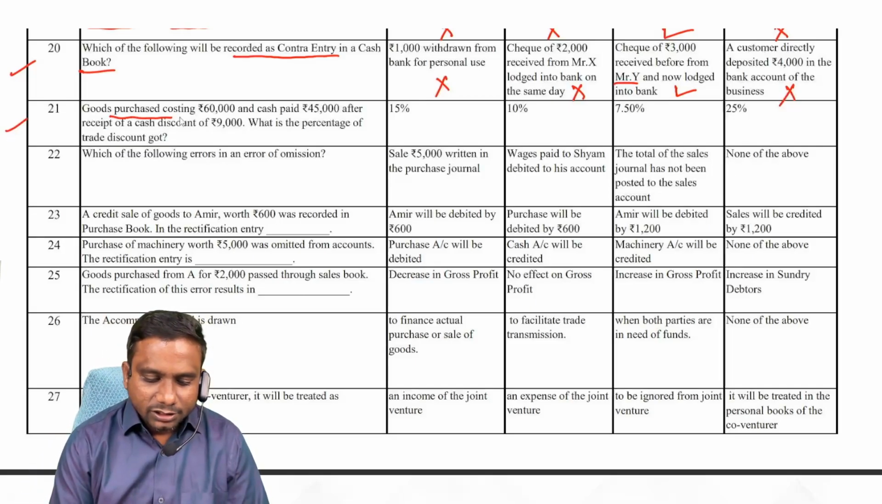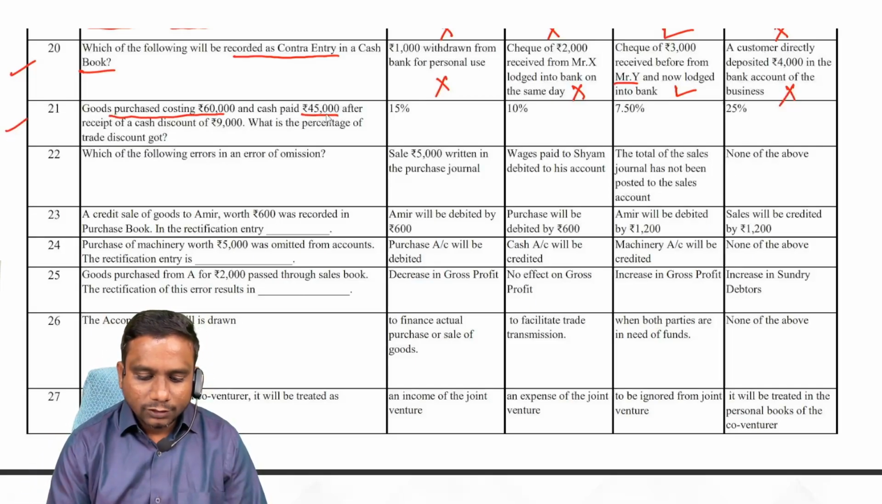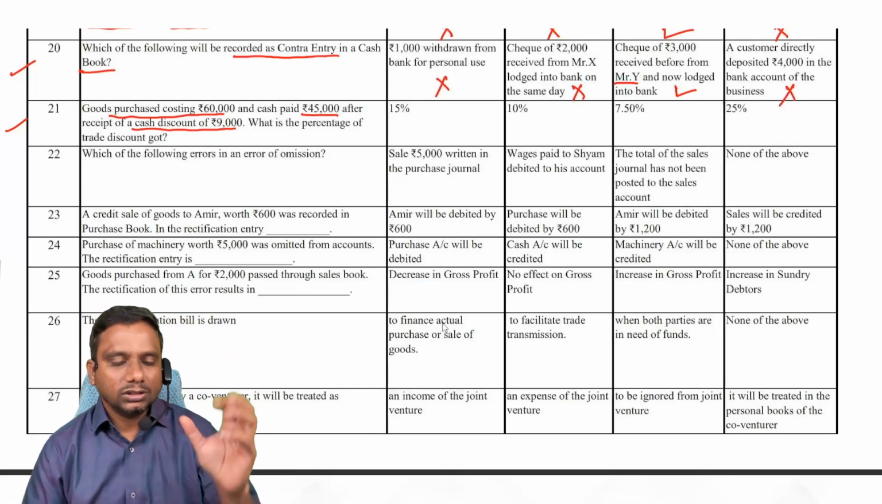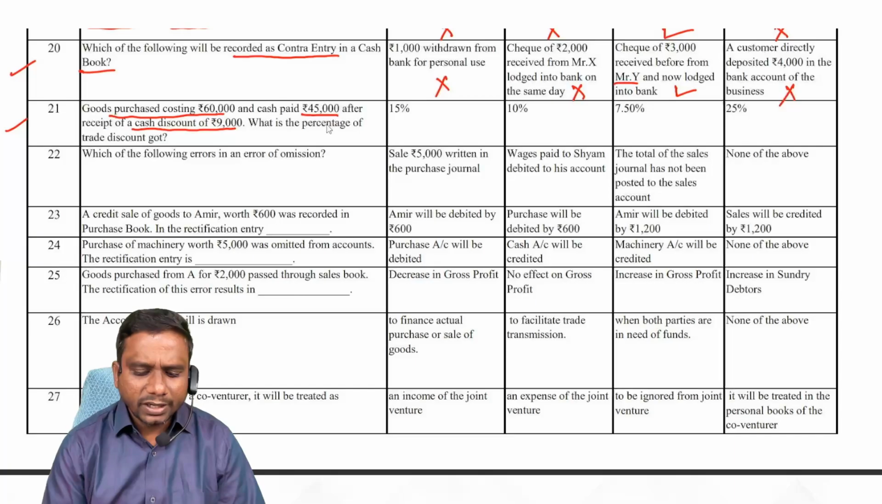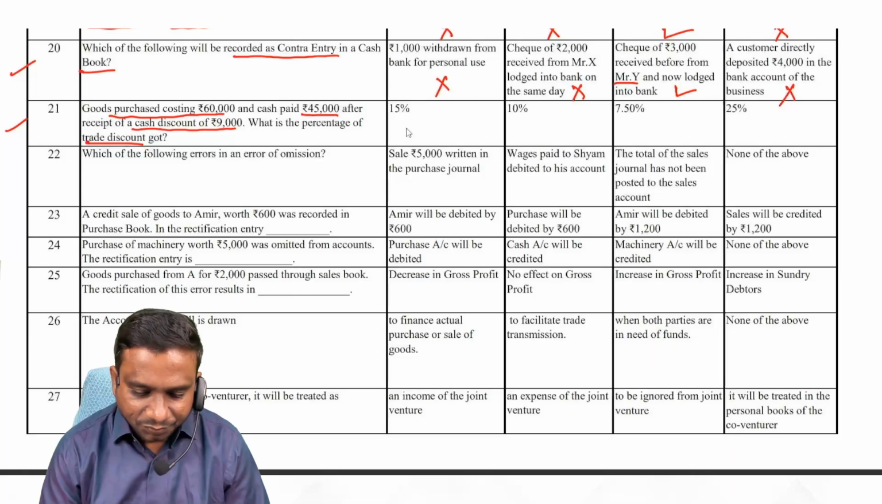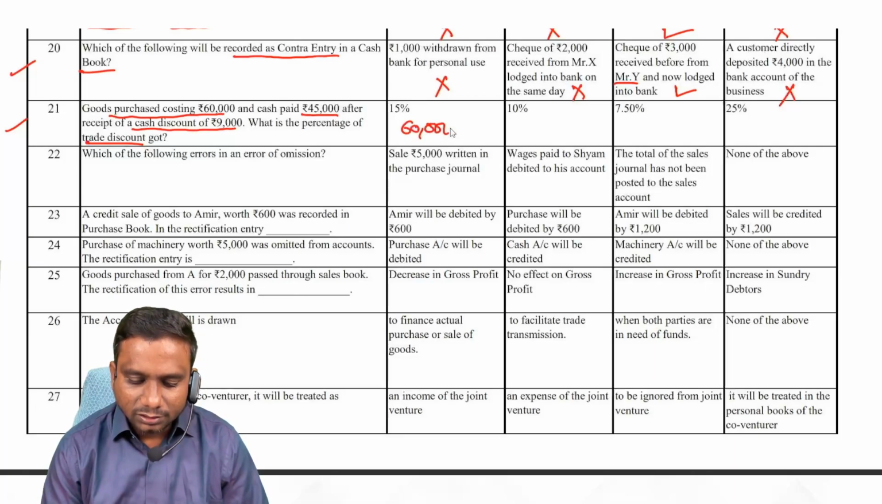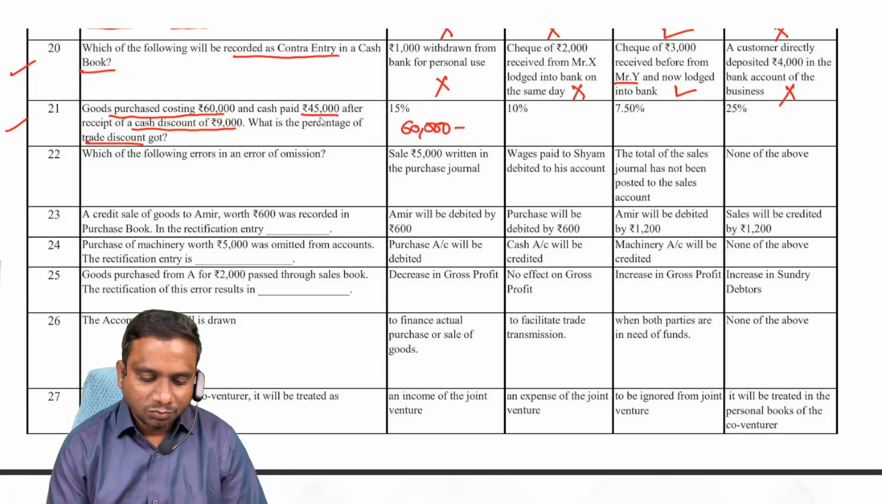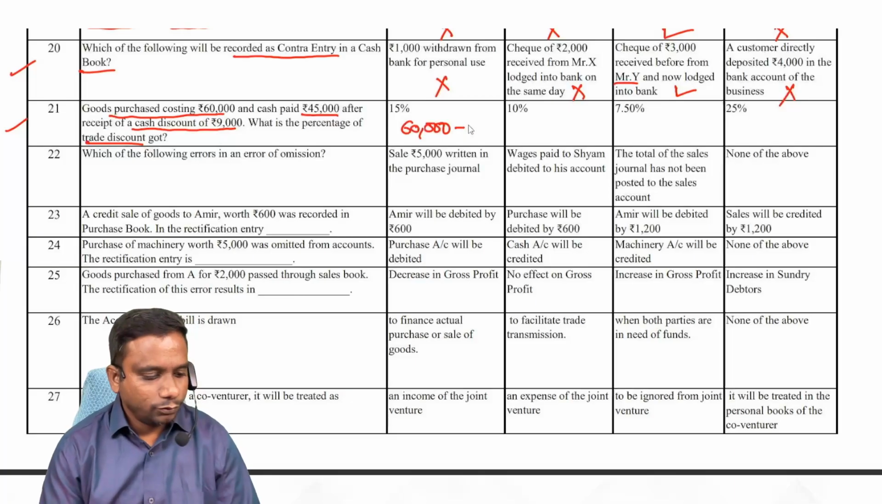21st. Goods purchased costing 60,000 and cash paid 45,000 after receipt of a cash discount of 9,000. We purchased goods 60,000. Cash paid 45,000 after a receipt of 9,000. What is the percentage of trade discount? Look at it, students. So total 60,000 is the purchase of goods, minus 45,000 and 9,000, that is 54,000.